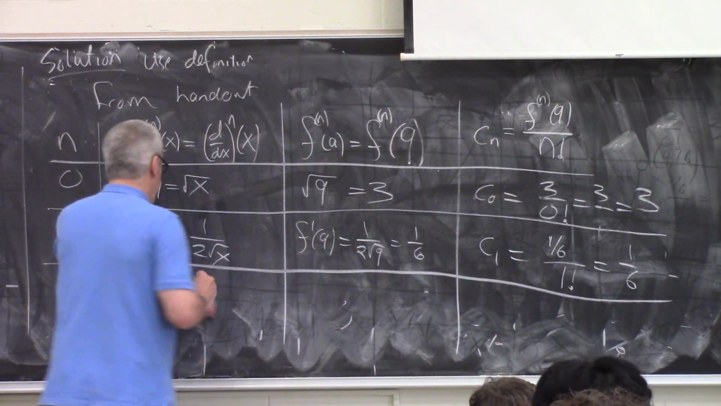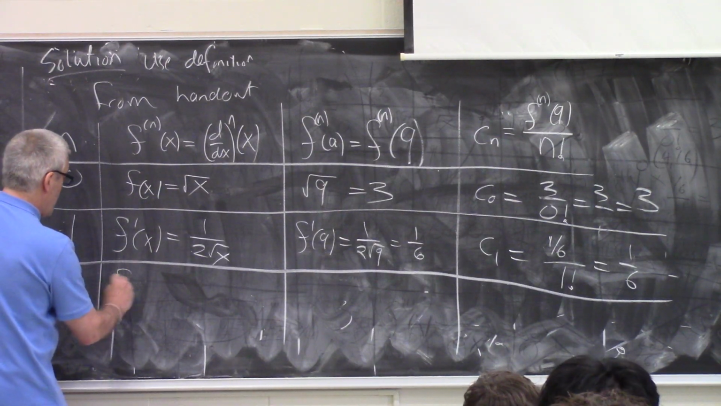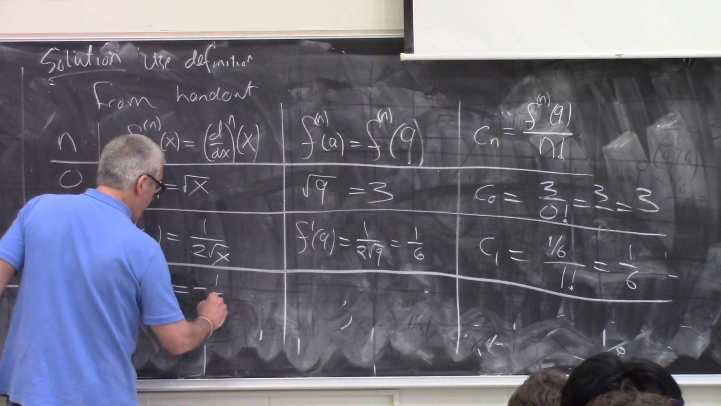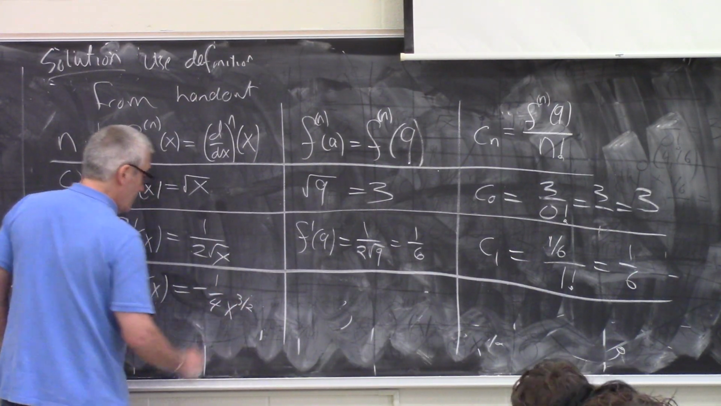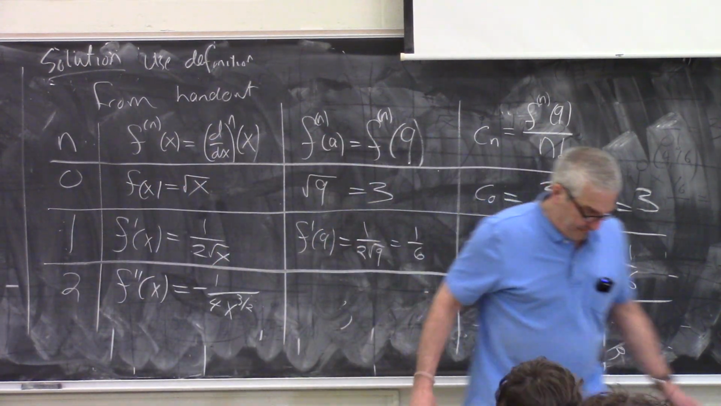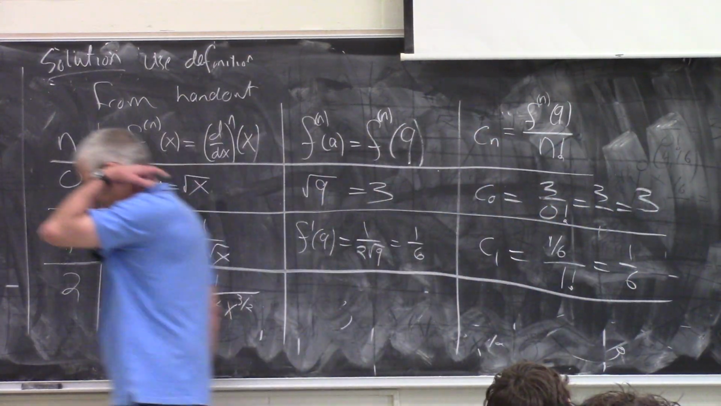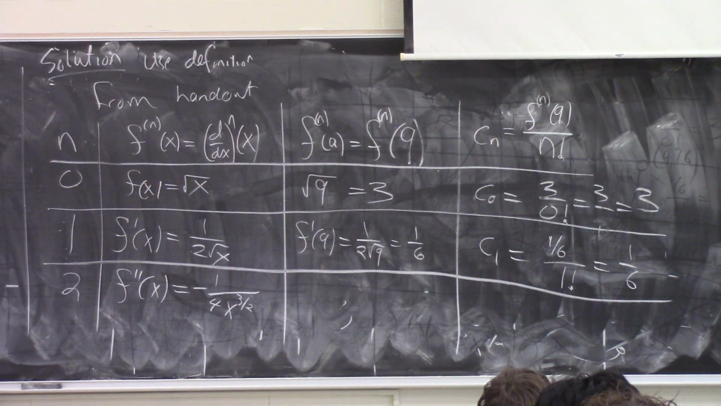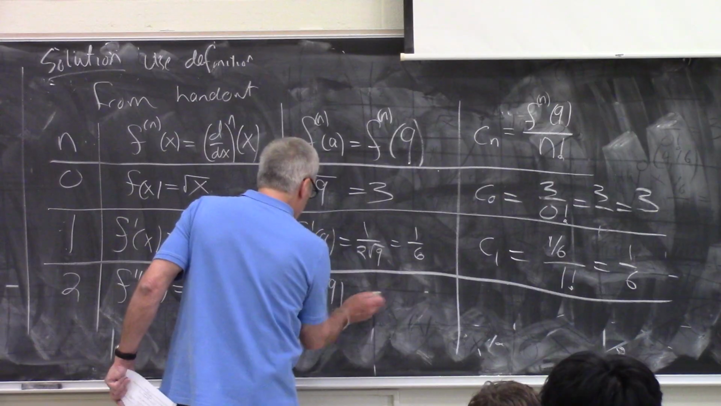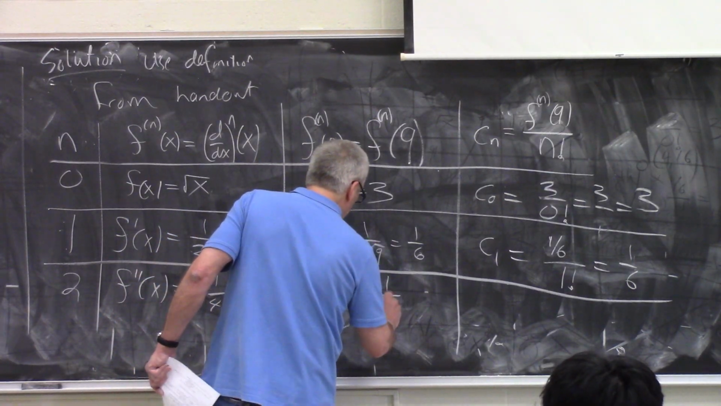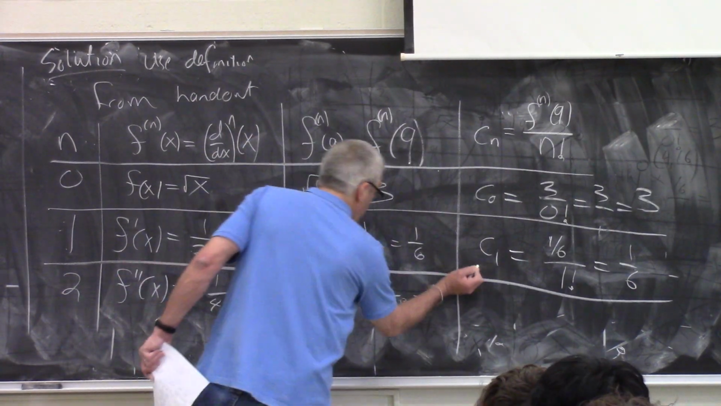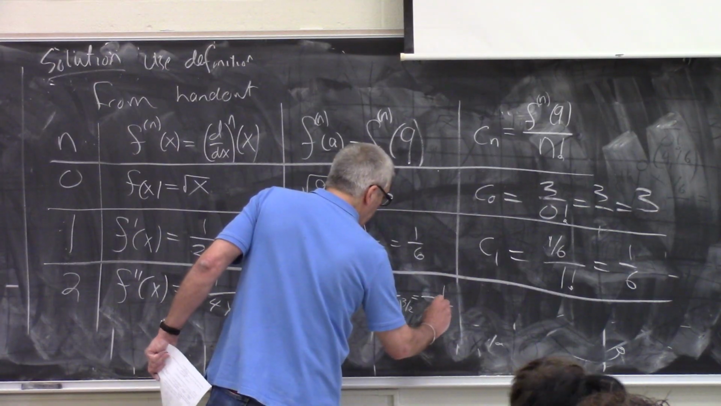Okay, n equals 2. f double prime of x is going to be minus 1/4 x to the 3/2, that's on the bottom. Minus 1 over the quantity 4x to the 3/2. So f double prime of 9 is going to be minus 1 over 4 times 9 to the 3/2. So that's minus 1 over 4 times 27. So that's minus 1 over 108.